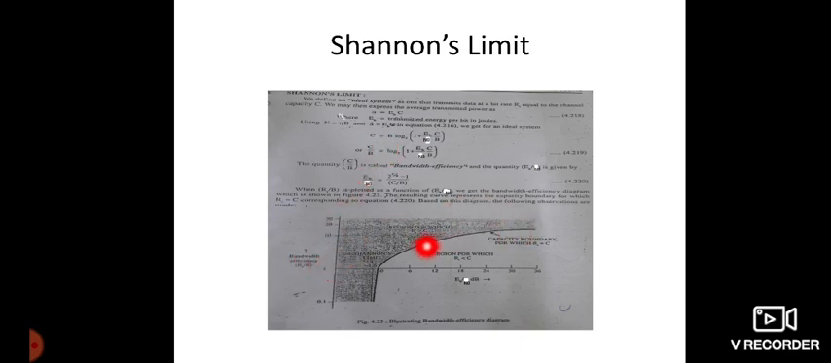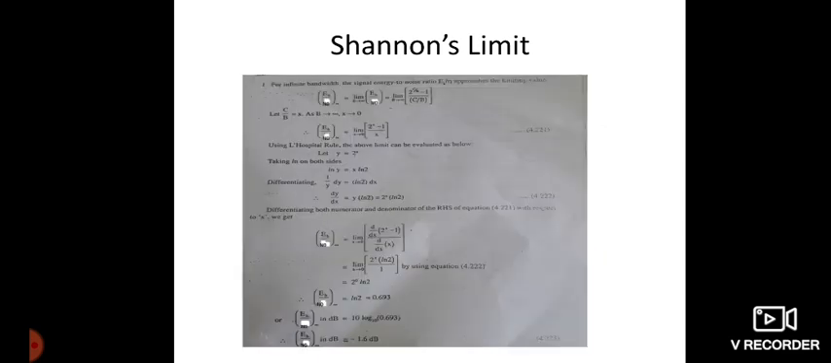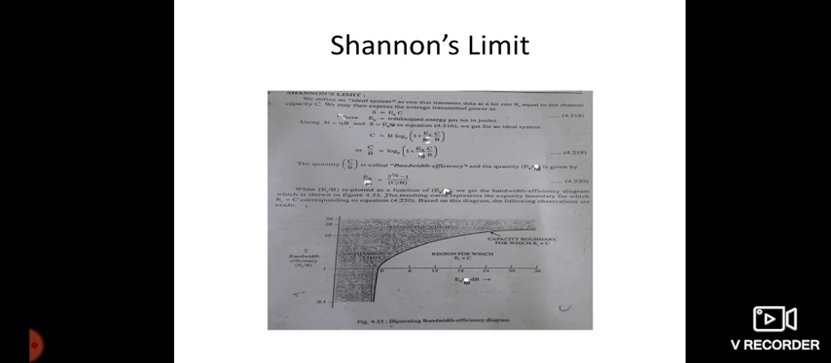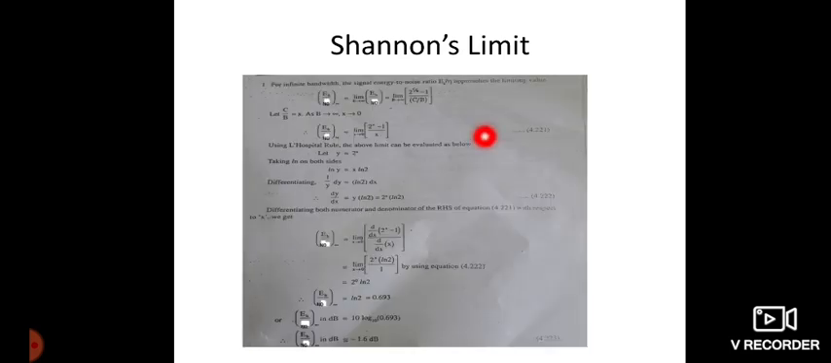So this is R by B. Here you can see the cases when R is less than C, R equal to C, and R greater than C. What will be the characteristics for Eb by N0 versus R by B? Now we will see how we get that 1.6. Here you may notice that the Shannon's limit is 1.6. How do we get that 1.6?